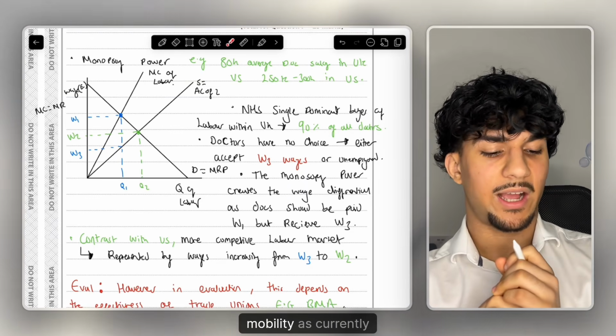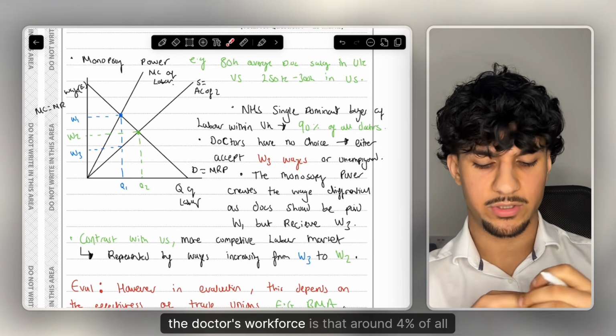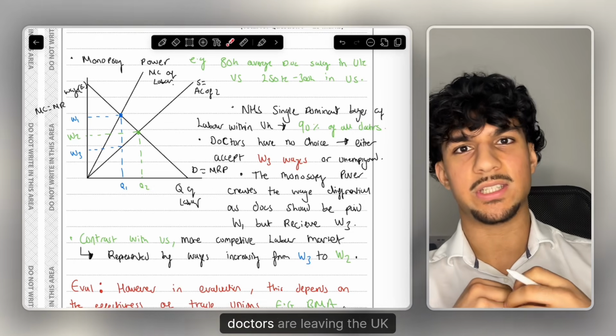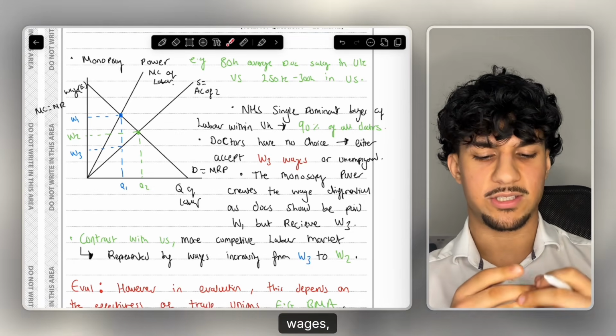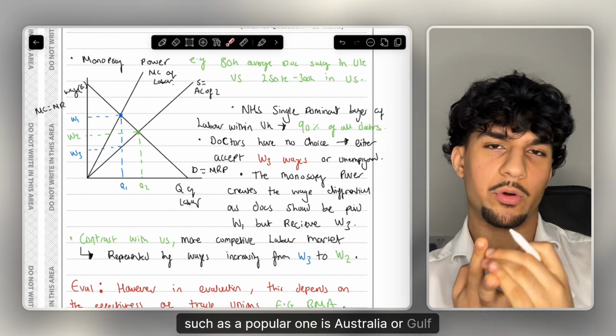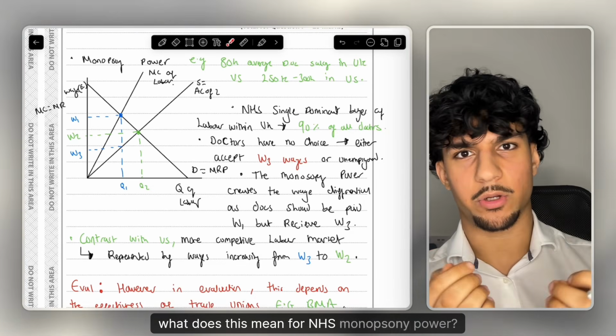labour mobility. As currently, and it's one of the main problems with the UK doctors' workforce, around 4% of all doctors are leaving the UK to work in other countries with essentially higher wages, such as a popular one is Australia or Gulf countries like Qatar. But now let's relate back to the question. What does this mean for NHS's monopoly power?